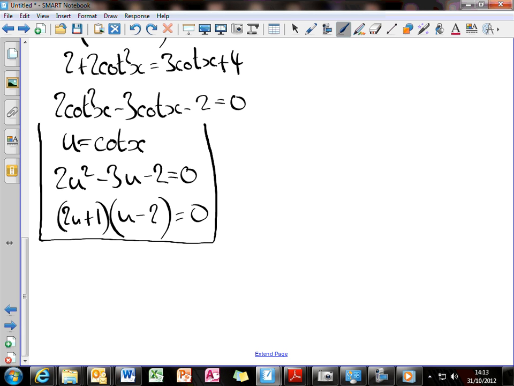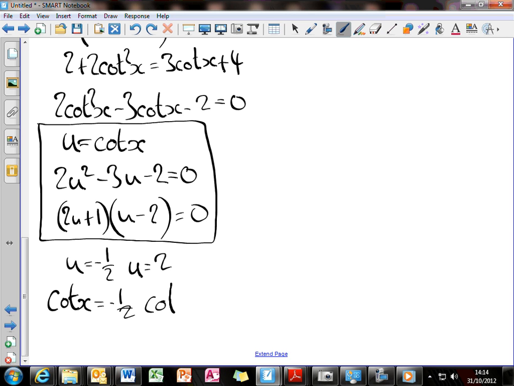Now, you don't necessarily have to do this step here. For some reason, it just looks a bit nicer and makes it a little bit easier to maybe factorise. So anyway, the two solutions we have then are u equals minus a half and u equals 2. But remember, u is something we came up with, so let's just write that back in terms of cot x, because u is cot x. So cot x equals minus a half, and cot x equals 2.